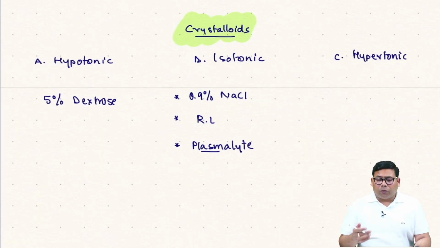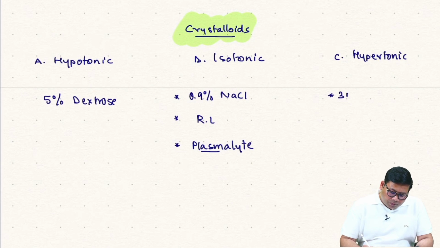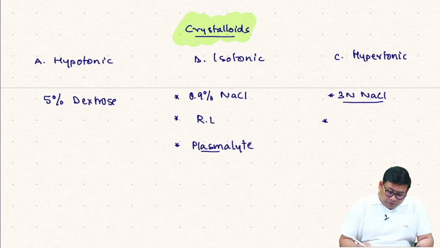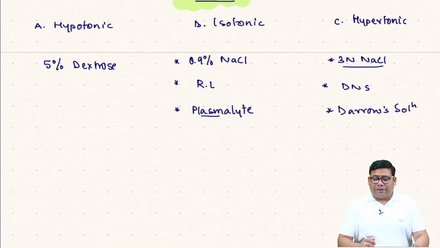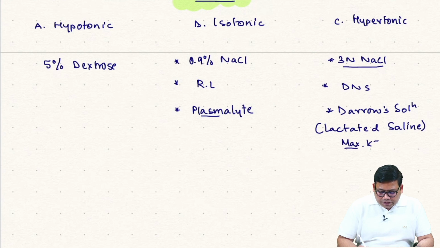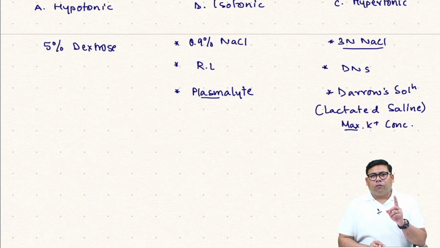Now when you talk about hypertonic fluids, we have 3 normal, 5 normal NaCl, you know, hypertonic salines. Even 10 normal NaCl is there. Then we have DNS, and then there is one more solution which is known as Darrow's solution. This is also known as lactated saline. So what is the best part of this lactated saline? The answer is that it has maximum K plus concentration. So since it has maximum K plus concentration, it is the ideal fluid for replacement of what, students?